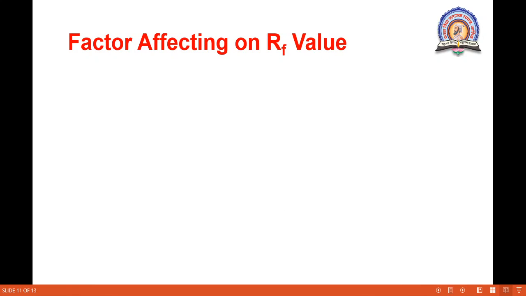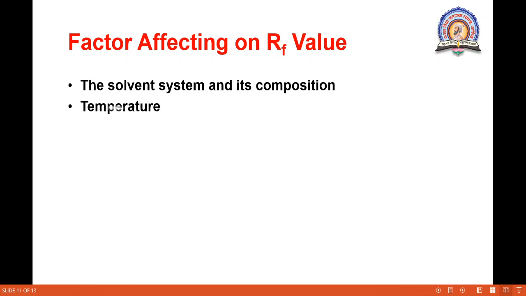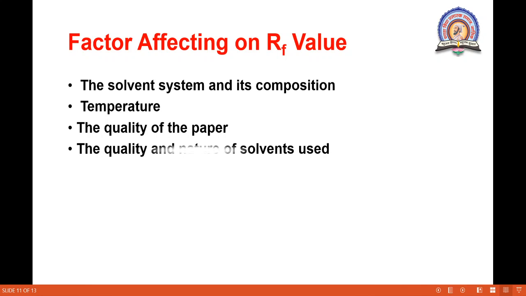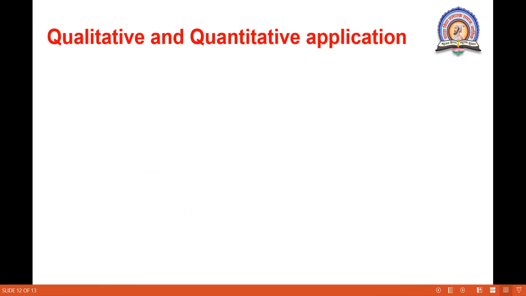Then factors affecting the RF value. The first factor is the solvent system and its composition. Okay. Then temperature, the quality of the paper, and the quality and the nature of the solvent used. So these factors affect the RF value. It is very simple. So you have to remember these factors.